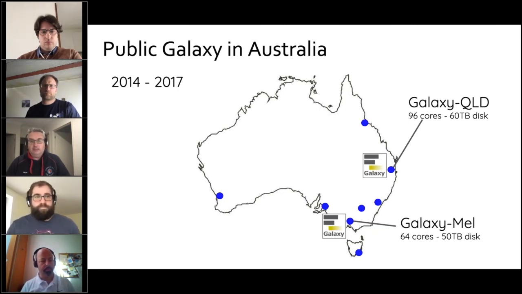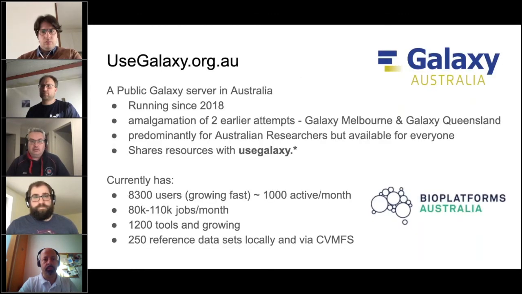So we thought long and hard and thought maybe we should amalgamate these 2 Galaxy servers into one and use their resources to build a single Galaxy server. But because of the distances involved, we couldn't share disks and things. So anyway, in 2018, we amalgamated the 2 services and we produced Galaxy Australia. It was predominantly built for Australian researchers and funded that way, but we've decided to make it available for everybody, and it has been since it started.